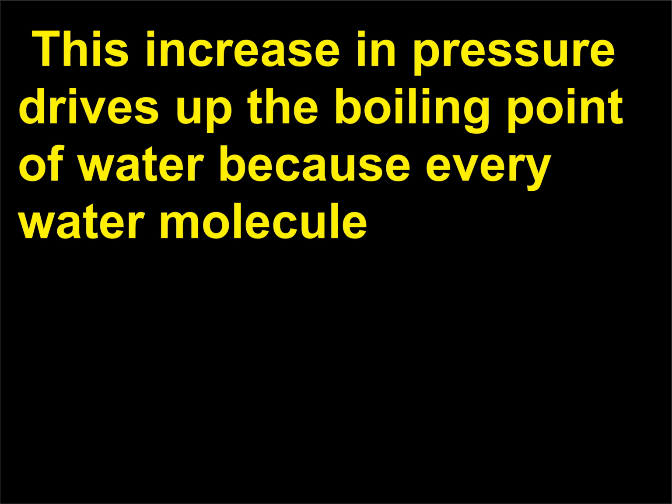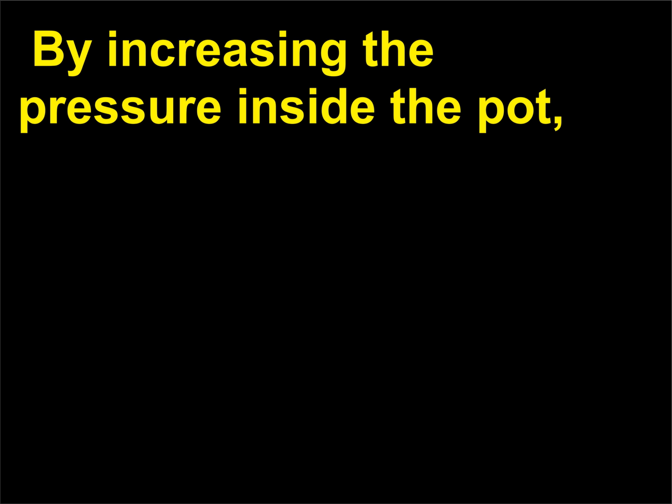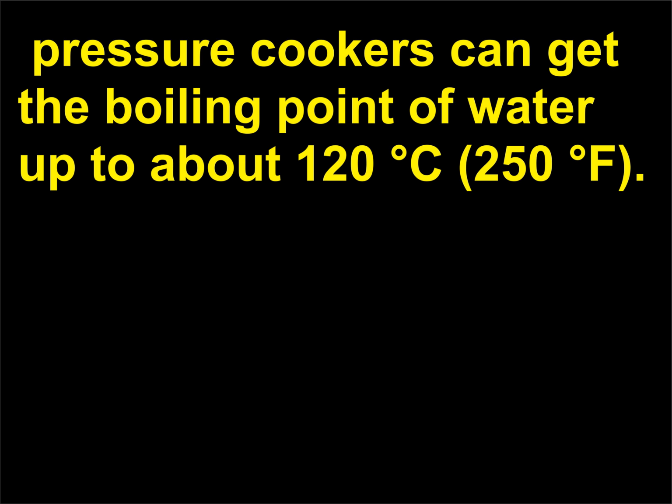This increase in pressure drives up the boiling point of water because every water molecule that tries to make the transition from liquid to gas has a greater force pushing against it. By increasing the pressure inside the pot, pressure cookers can get the boiling point of water up to about 120 degrees Celsius, 250 degrees Fahrenheit. With water boiling at a higher temperature, your food cooks faster.